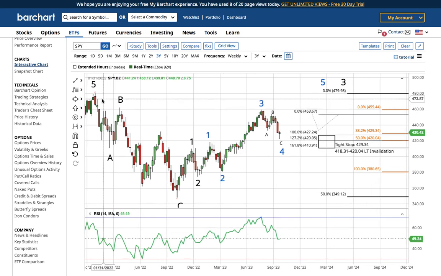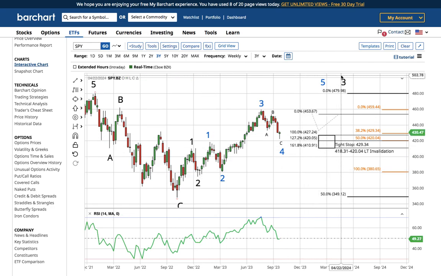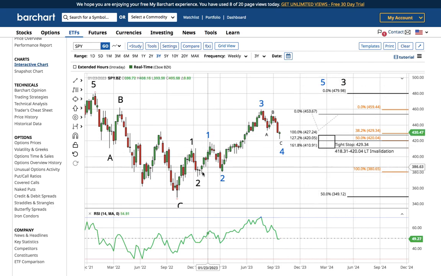So for SPY, I think this is a large ABC correction that ended. This is a wave 1 and a wave 2. This is another wave 1 and another wave 2. And this is a big wave 3. So this is wave 1 and wave 2. A large wave 3 is in progress. That's this black wave 3 up here. This is another wave 1 and another wave 2. So this is wave 3 of wave 3. This is an ABC correction ending wave 4 of wave 3.